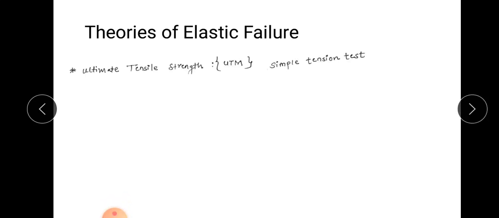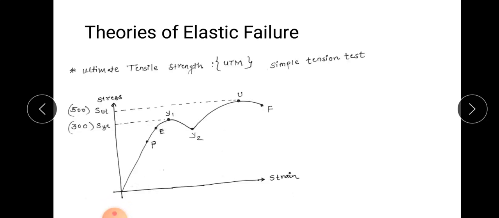Now the next step is we plot the result. The results of the tension test are expressed by means of a stress-strain relationship and plotted in the form of a graph. In this graph, we get at different points: P as the proportional limit, where stress is directly proportional to strain; E is the elastic limit; Y is the upper and lower yielding point; U is the ultimate tensile stress point; and F is the failure point.